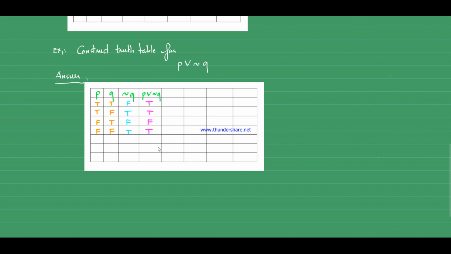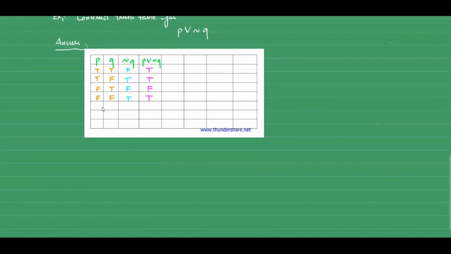Oh, how about this? Example number 2. Again, construct the truth table for the negation of the disjunction P or Q. Okay, let's see how we do that.